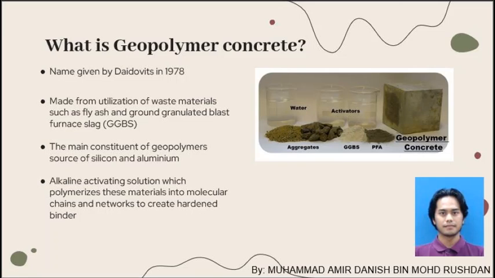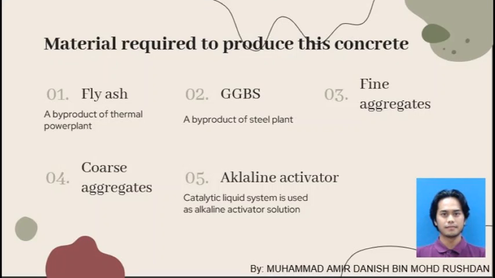The main constituent of geopolymer is a source of silicon and aluminium, which are provided by thermally activated natural material or industrial byproduct. Alkali activating solution polymerizes this material into molecular chains and network to create a hardened binder. It is also called alkali activated cement or inorganic polymer cement. There are 5 materials required to produce this concrete.